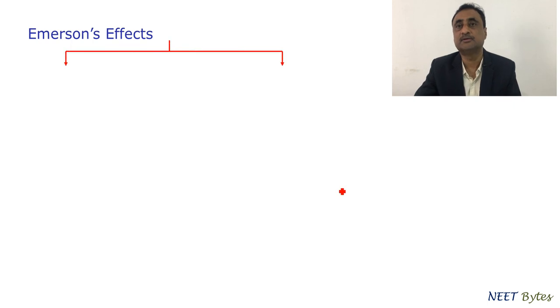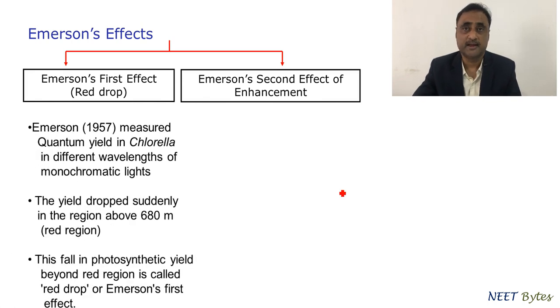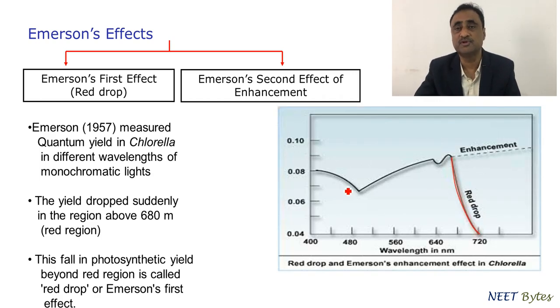So what happens, Emerson was studying the photosynthetic yield of Chlorella, and for this he gave a monochromatic beam of light. After that, the photosynthetic yield was calculated. Now what he observed was that as the wavelength increases, the photosynthetic yield keeps on increasing, starting from the blue region to the red region, right? But beyond the red region, there was a sudden decrease in the photosynthetic yield, right? And this drop was referred to as the red drop phenomenon, okay?